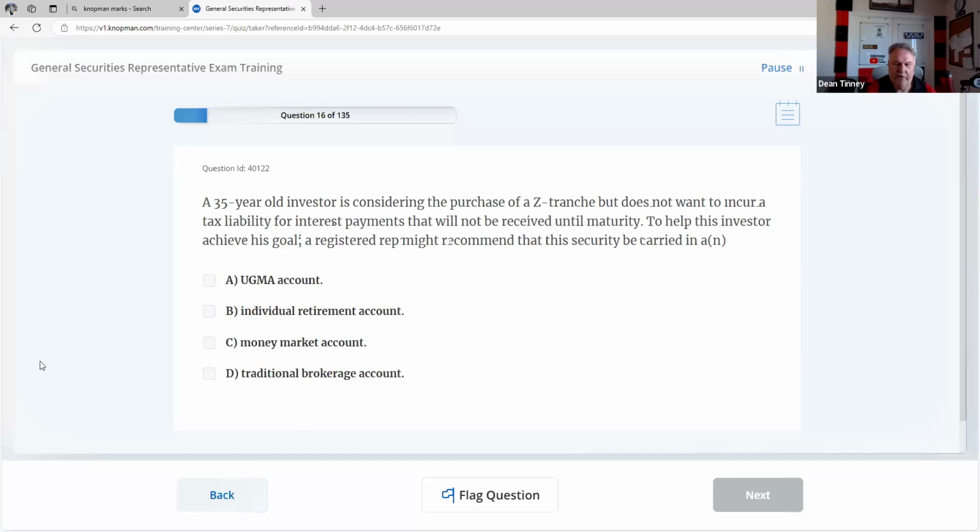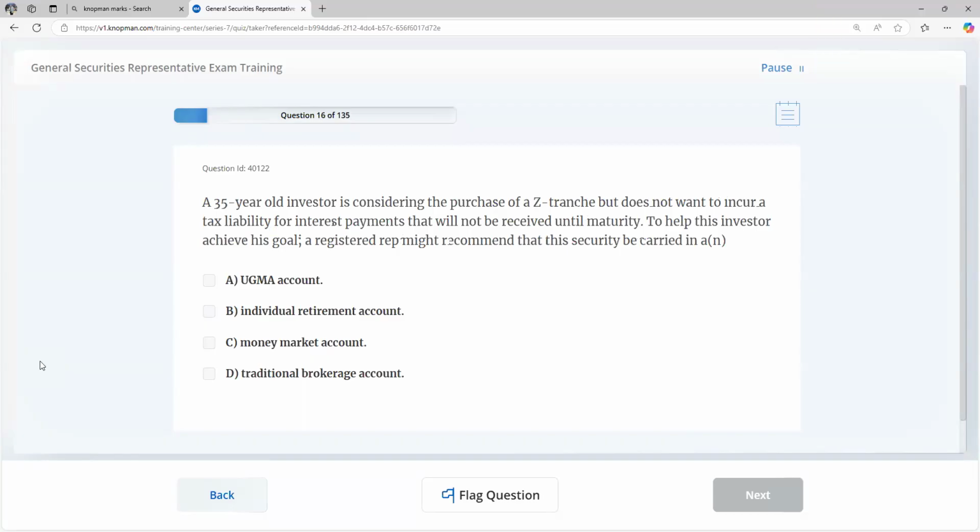A 35-year-old investor is considering the purchase of a Z tranche, but does not want to incur a tax liability for interest payments that will not be received until maturity. To help achieve this goal, the registrant might recommend that this security be carried in. So he's considering a purchase of a Z tranche, does not want to incur.